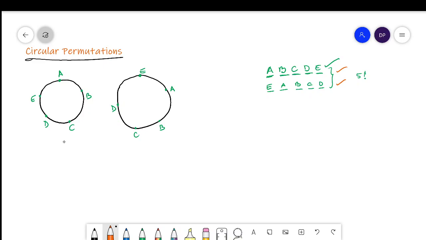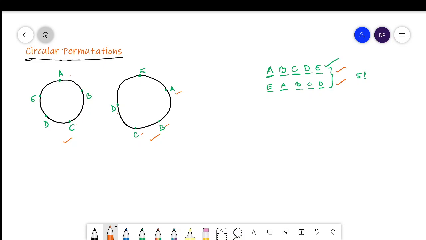But when you are looking at the circular arrangement, these two arrangements look the same. Look here, A, B, C, D, E. A, B, C, D, E. It's one and the same arrangement. So there is no distinction between these two arrangements. So for that reason, circular permutations depend upon the relative positions of objects.